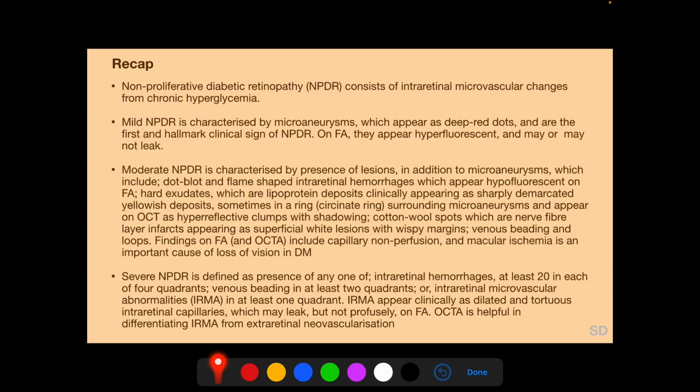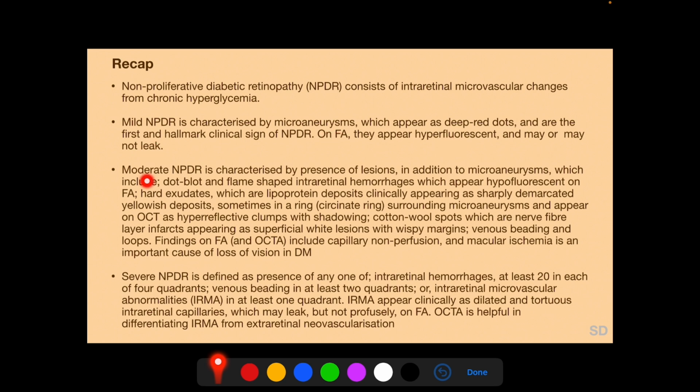To recap the salient points, non-proliferative diabetic retinopathy consists of intraretinal microvascular changes from chronic hyperglycemia. Mild NPDR is characterized by microaneurysms which appear as deep red dots and are the first and hallmark clinical sign of NPDR. On FA, they appear hyperfluorescent and may or may not leak.